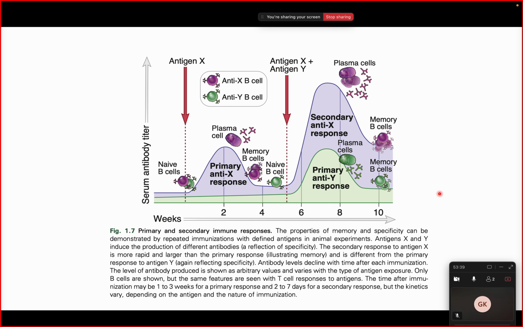But how does it actually happen on the scale of days, of how we perceive things? So imagine if you got a cold.